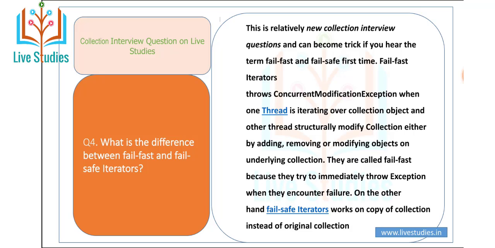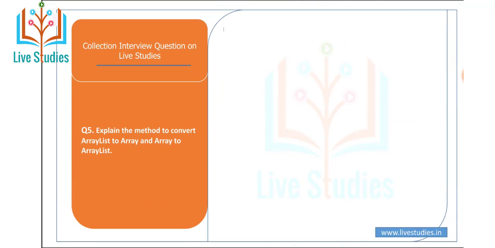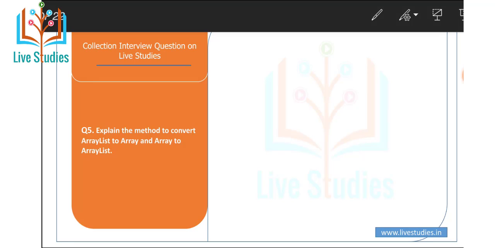Okay, move to another question. Another question is, explain the method to convert array list to array and array to array list. Means array to array list. The programmer can convert array to array list using the asList method of the Arrays class. It is a static method of the Arrays class that accepts the list object.